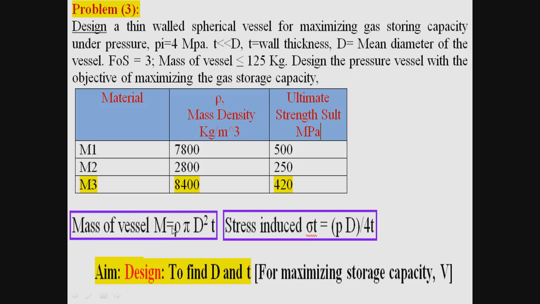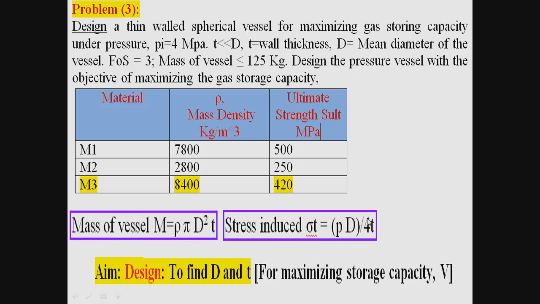The formula required here is the mass of the vessel. Mass of the vessel is given by density into volume. So density, that is rho, and volume is given by pi D square into T. So this is the equation for the mass of the vessel.